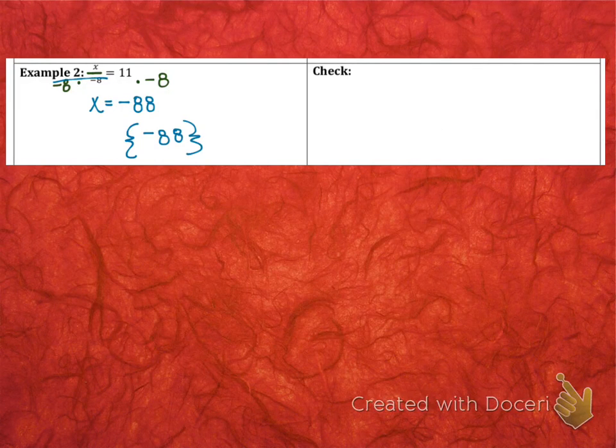And we'll do a check. Again, what you got for x, negative 88. And negative 88 divided by negative 8 gives me 11. So 11 equals 11. Check mark, you're done.